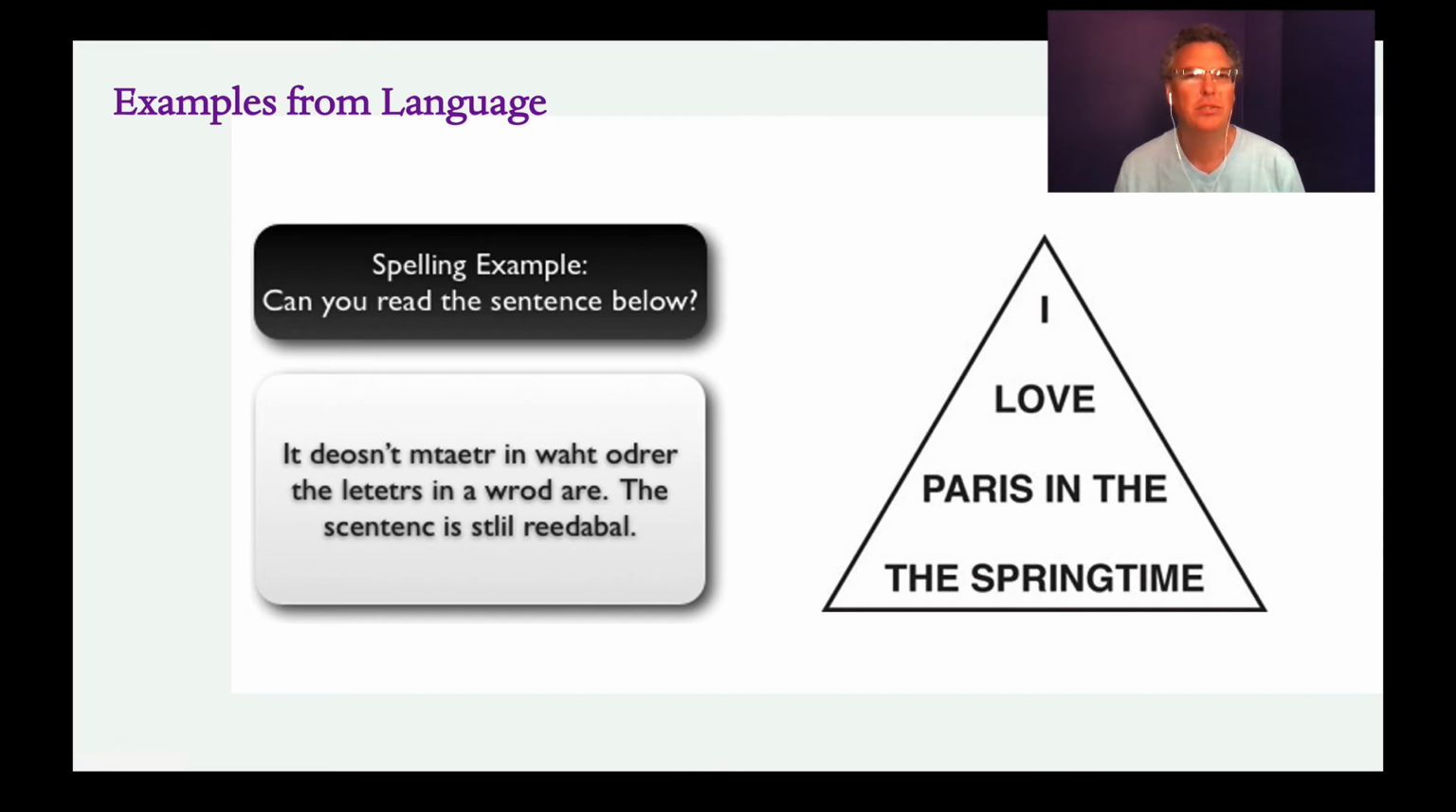So when you just read it to yourself, you almost always read it as, I love Paris in the springtime, which is 6 words. But in reality, it says, I love Paris in the the springtime. Your brain removes one of the thes because it doesn't make sense to have two thes. And so the brain just removes one.